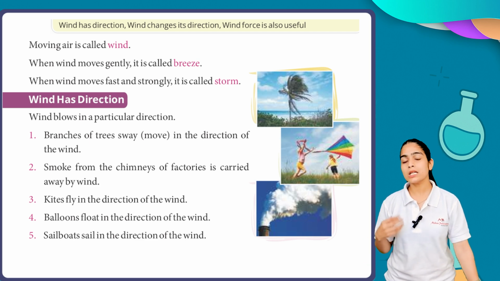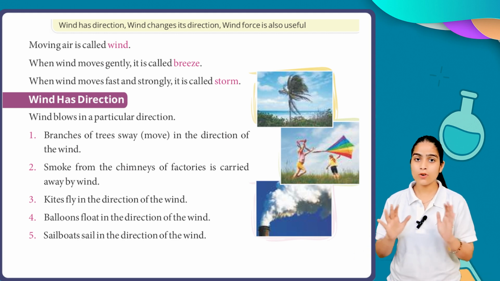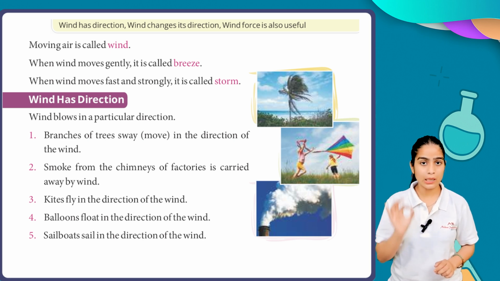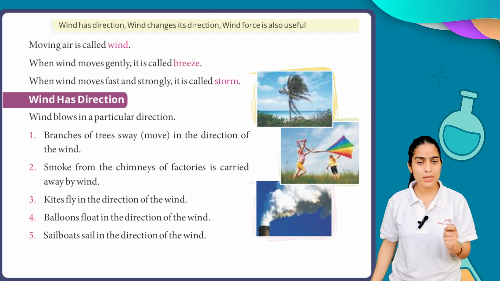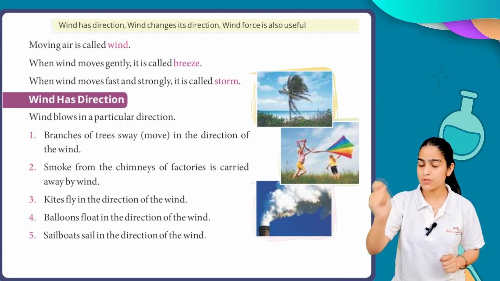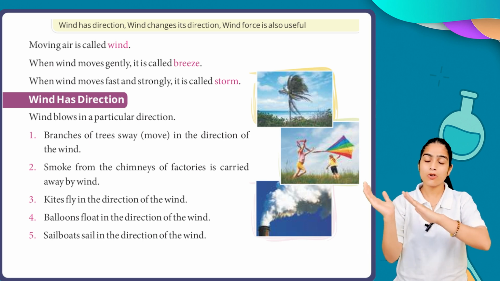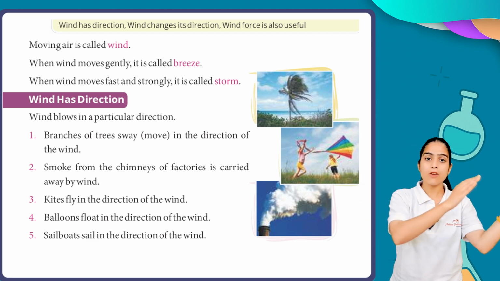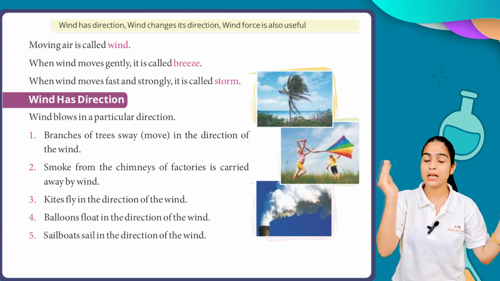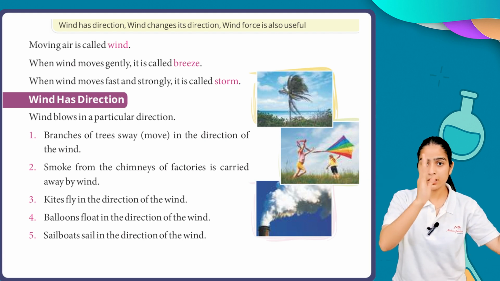So how can we find the direction of the wind? For this, you have to start your table fan and take a piece of paper, and then put the piece of paper in front of the table fan. Then you will see that the fan blows the piece of paper away from it. It shows that the air direction is from the front side.